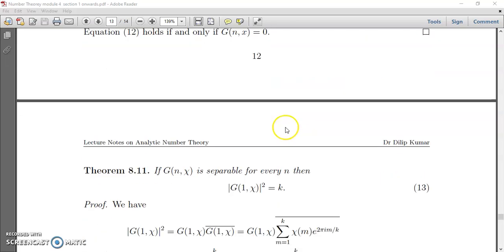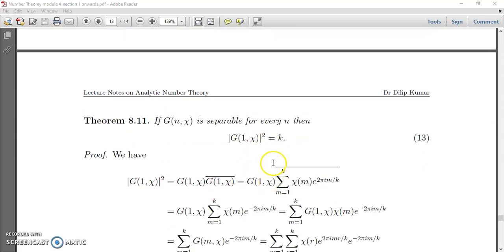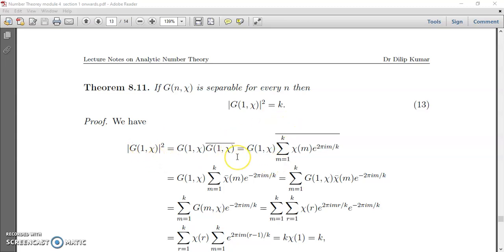Now we will go to another theorem on separability. If the Gauss sum g of n, chi is separable for every n, then the absolute value of g of 1, chi squared is k. This is what we have to prove. So, straight to the proof. The absolute value of g of 1, chi squared is nothing but g of 1, chi times the conjugate of g of 1, chi, because of the modulus property of a complex number.